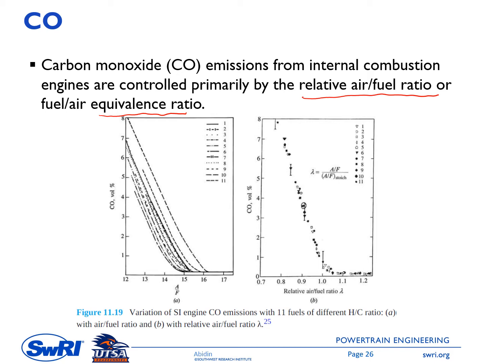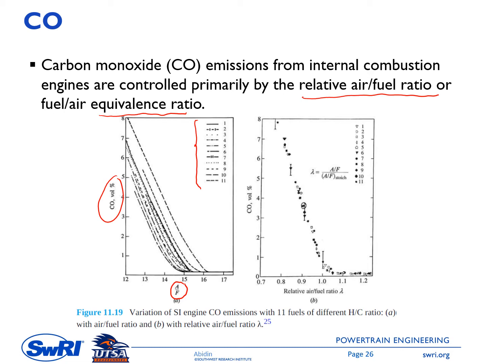The figure on the left side shows the variation of SI engine CO emission as a function of air-fuel ratio for 11 different fuels. Each fuel has its own H/C ratio, which means that these 11 different fuels have different stoichiometric air-fuel ratios. As you can see on this figure, each fuel has its own line.